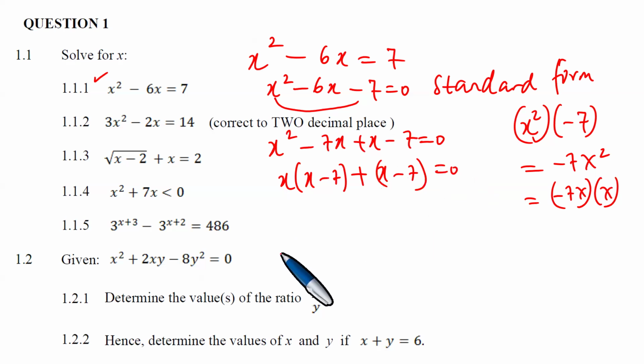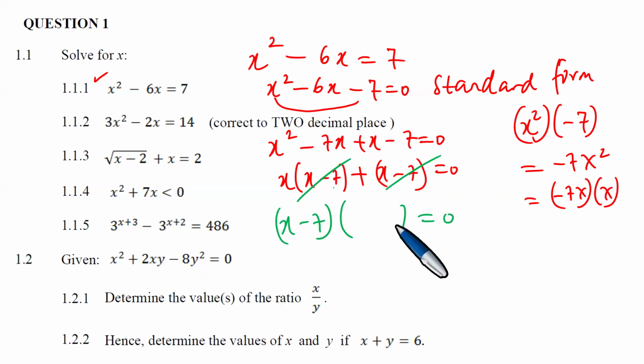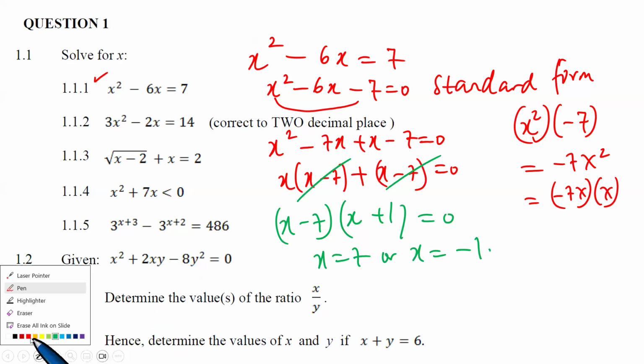Next, what do we do here? We have the same bracket. We must factor out one bracket. So we take out the x minus 7, and I'm crossing it out deliberately so you can see we're left with only x plus 1. And then this is x equals 7 or x equals minus 1. Right, so we continue to solve the next question.